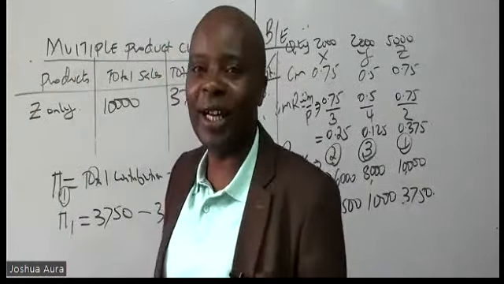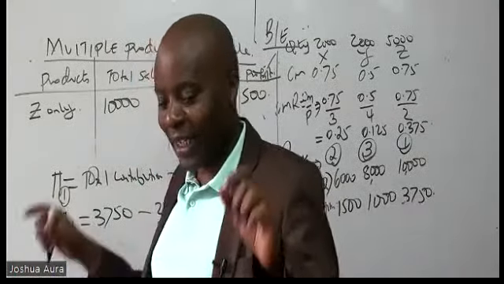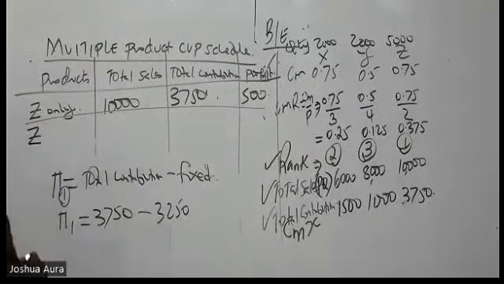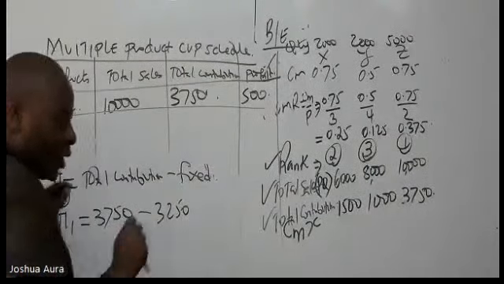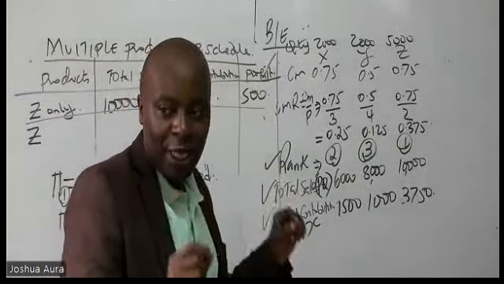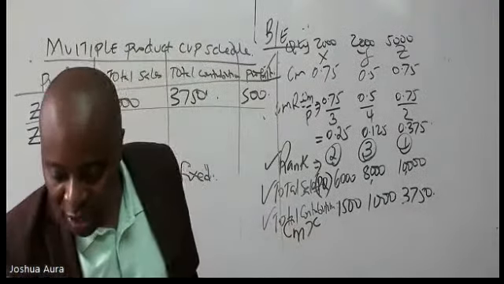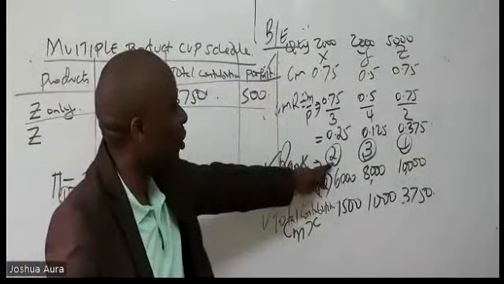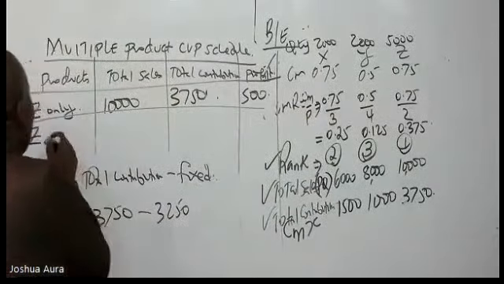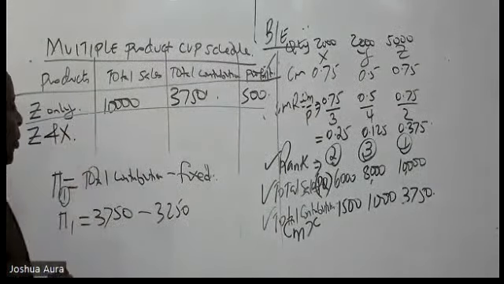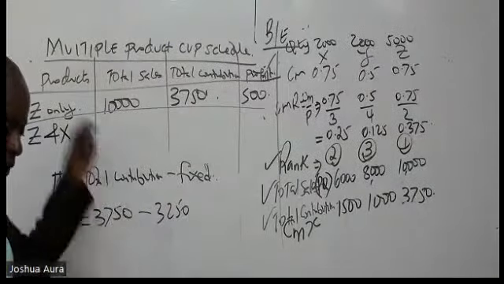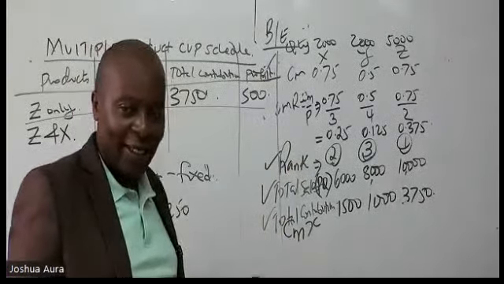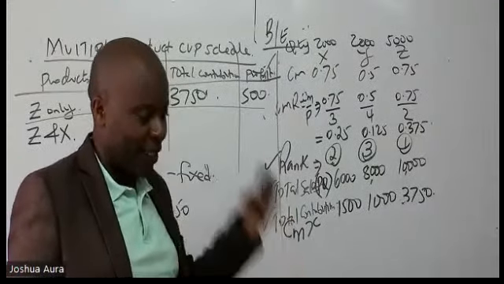Remember, I'm following the ranking. So the second possibility is for us to produce, of course, with the first in the equation, Z with the second ranked product, which here is X. So we produce Z and X. You start with the best ranked alone. Second scenario, you take the best ranked with the second ranked. Third scenario, best ranked, second ranked, and third ranked, etc.